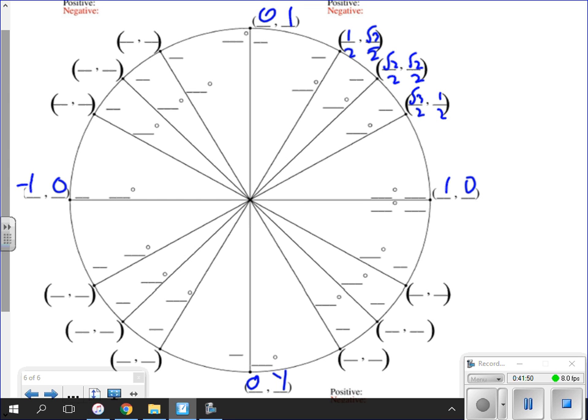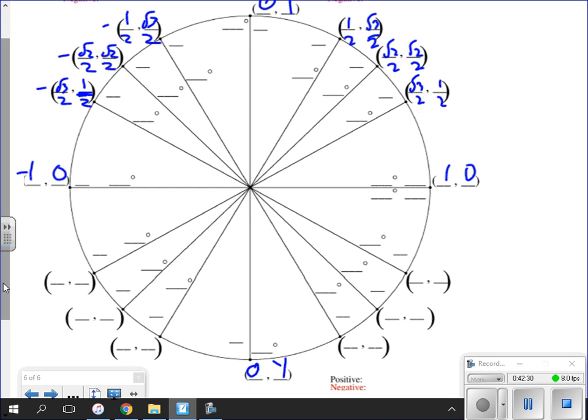In this quadrant here, my x's are negative, my y's are positive. So if I take all of these values and flip it over here, this will be negative root 3 over 2, 1/2. Negative root 2 over 2, root 2 over 2, and this will be negative 1/2, root 3 over 2. It's a reflection. And the one below it is a reflection, with the x positive and the y negative. So this would be root 3 over 2, negative 1/2. Root 2 over 2, negative root 2 over 2. And this one would be 1/2 and negative root 3 over 2.